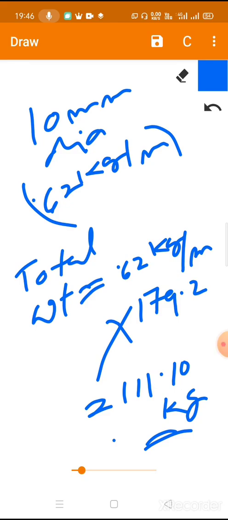So we have found out the total amount of main reinforcement, the total amount of distribution reinforcement, and the total amount of R.C.C quantity. In this way we calculate reinforcement in R.C.C members. Next we'll be discussing the calculation of quantities in an R.C.C beam.